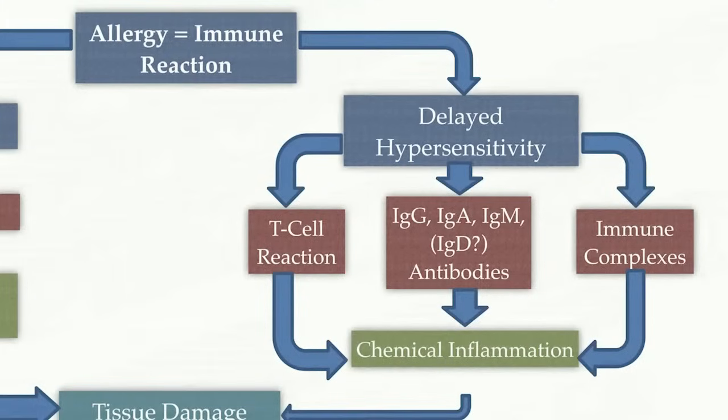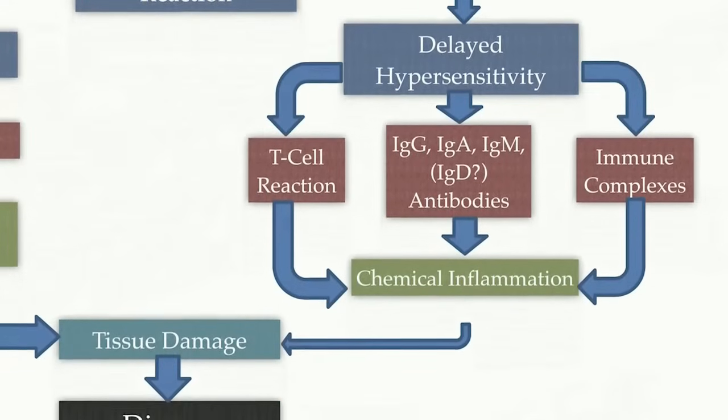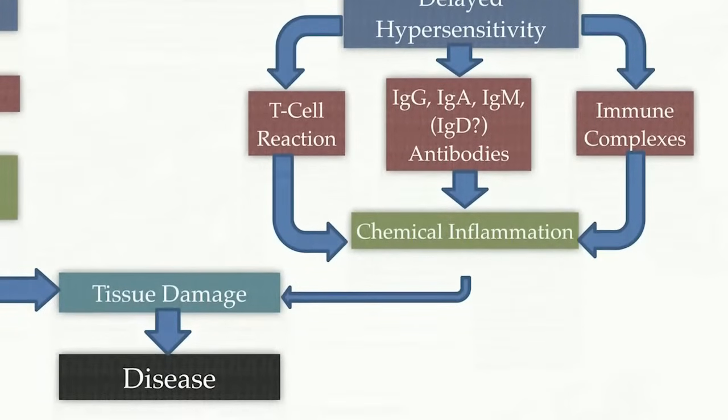So these 3 broad brush strokes of how your body can react in a delayed manner all point to the same outcome, and that's chemical inflammation and tissue damage. And again, if the problem is there long enough, that tissue damage builds over time, and it manifests as disease the longer it's allowed to fester.